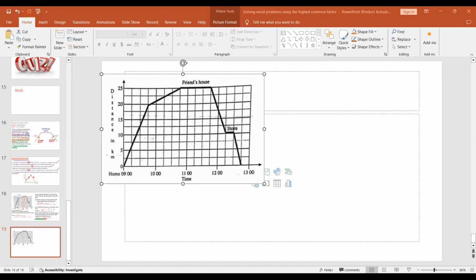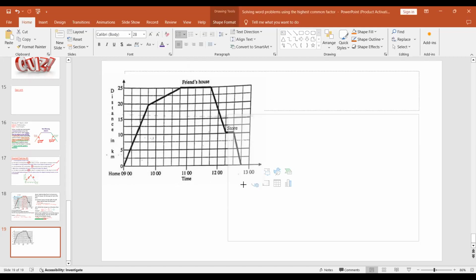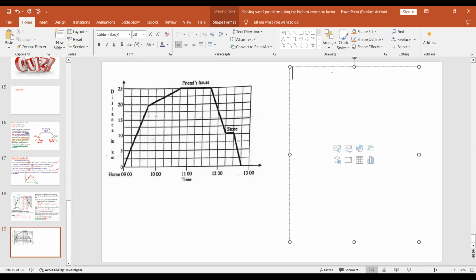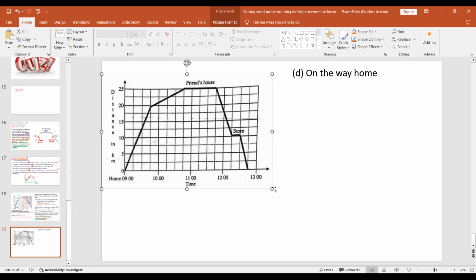All right, so we have other questions on this. Okay, so it says here, this is part D. Part D says, on his way home. Are we supposed to draw the diagram again? No, don't draw the diagram again. You already drew it, so you don't have to draw a diagram again.